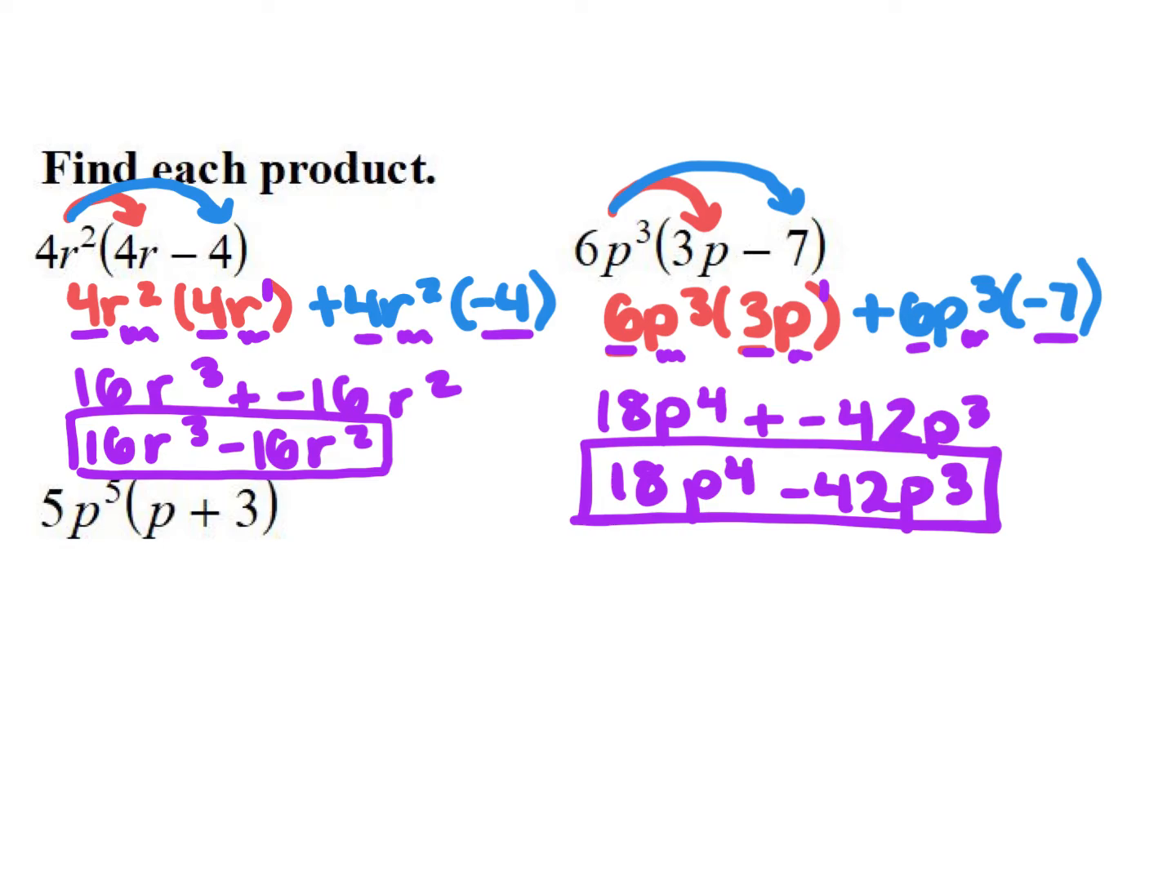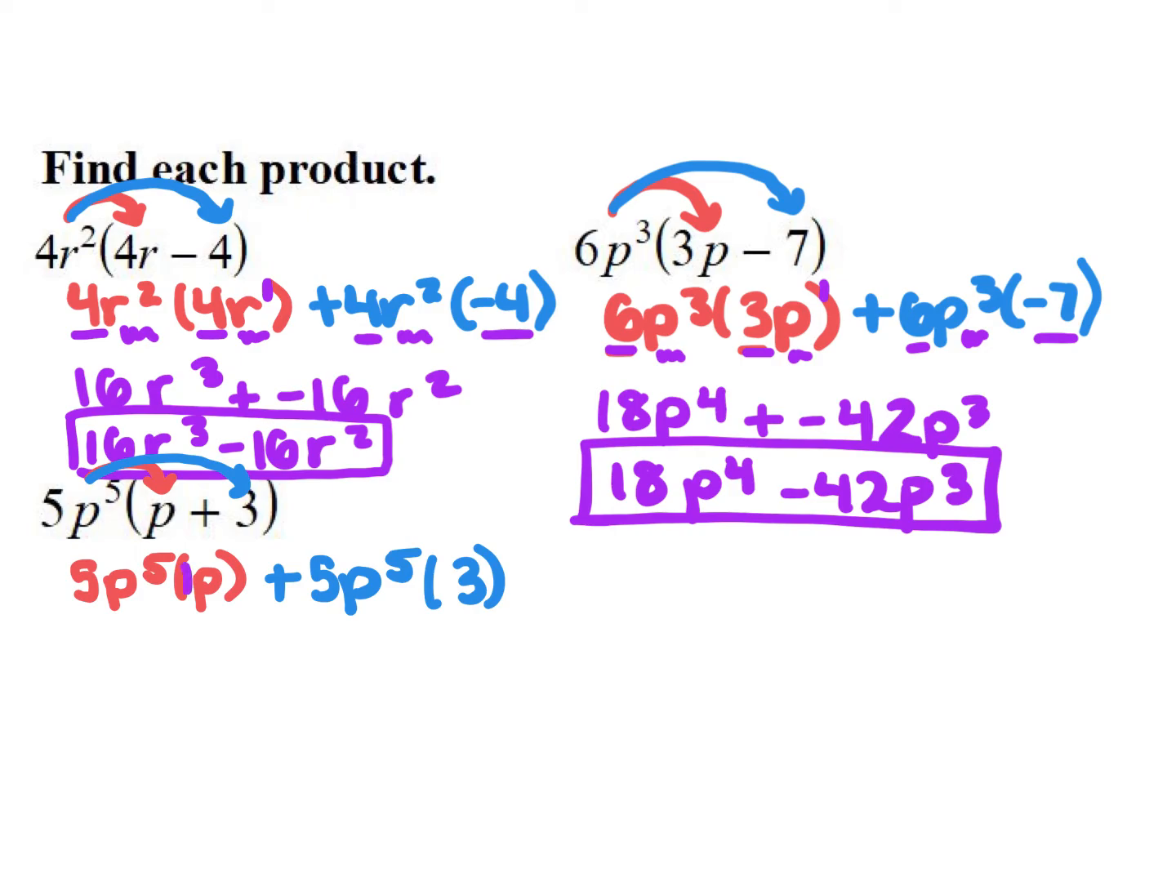In the last example we have, we're doing the same process. So I multiply the 5p to the fifth times p. So you get 5p to the fifth times p, and the 5p to the fifth times 3. So it's plus 5p to the fifth times 3.